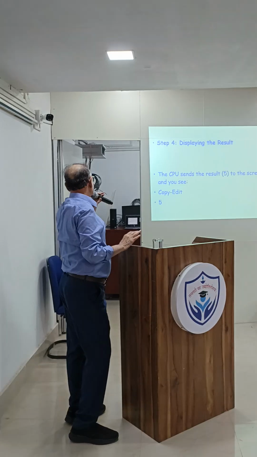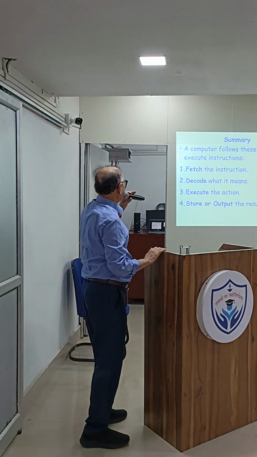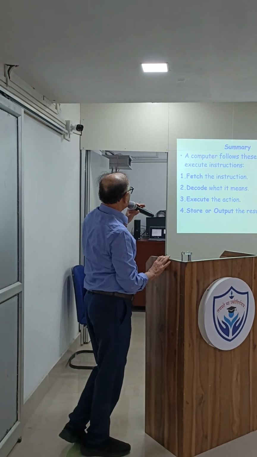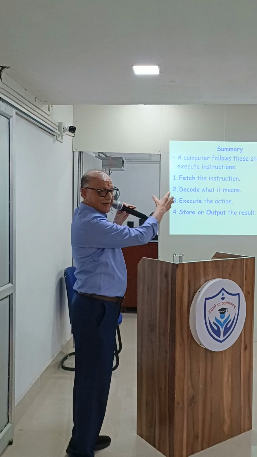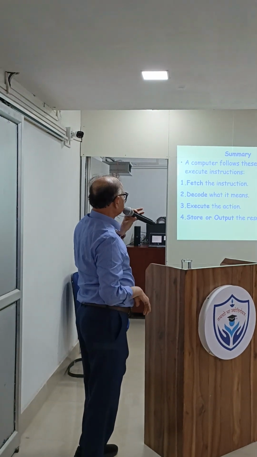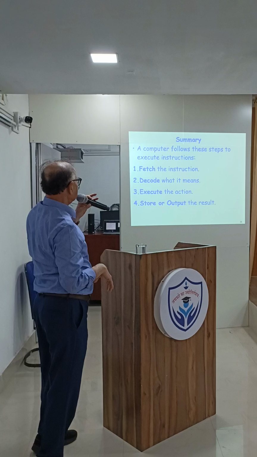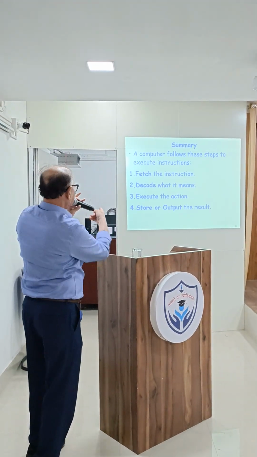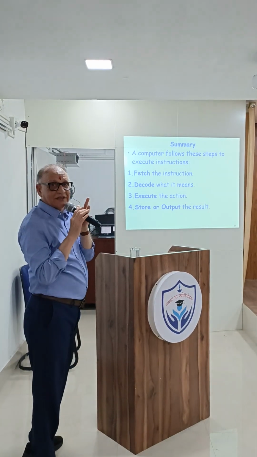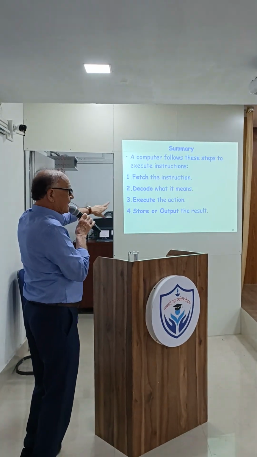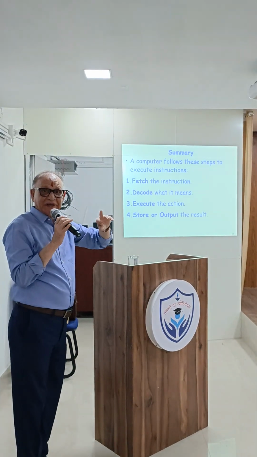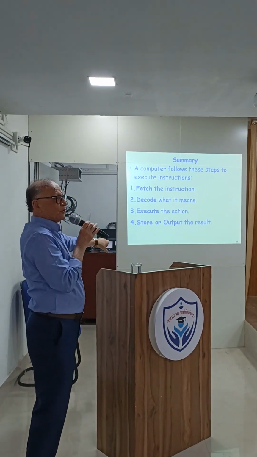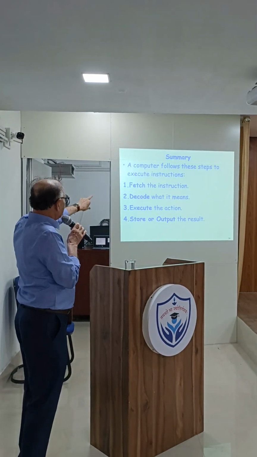Which is 5. Next. So, as a summary, what does it do? The computer follows these steps to execute. It fetches first, collects the instruction, decodes what it means, then executes the action. Execute means it calculates, and then stores or outputs the result. So these steps are done. Though you write in one line 2 plus 3 is 5, the computer takes these phases: fetch, decode, execute, store. So how many? 1, 2, 3, 4.